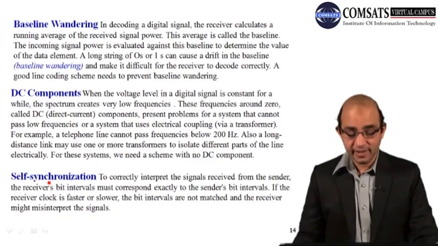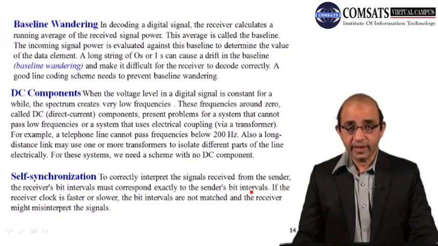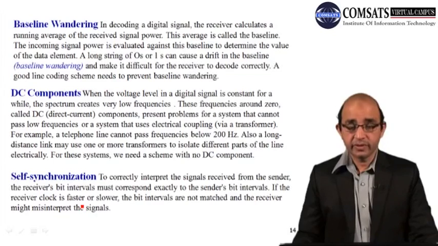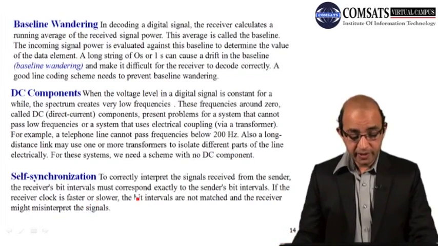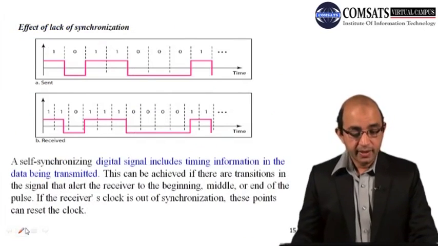And then self-synchronization, that is another important element. In order to interpret the signals received correctly from the transmitter, the receiver's bit interval must correspond exactly to the sender's bit interval. So there should be some start and stop. If the receiver clock is faster or slower, the bit intervals are not matched and the receiver might misinterpret the signal. So there should be synchronization between the sender and the receiver, with a start bit and stop bit.